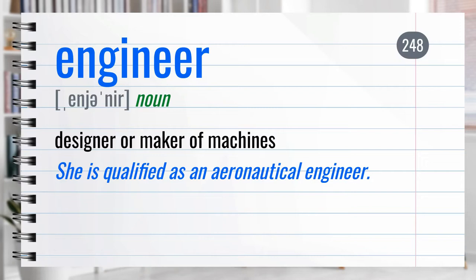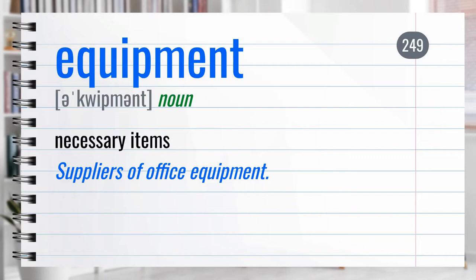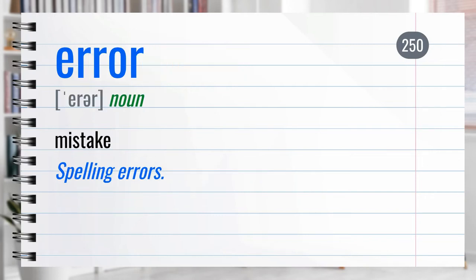Engineer. Engineer means designer or maker of machines. For example, she is qualified as an aeronautical engineer. Equipment. Equipment means necessary items. For example, suppliers of office equipment. Error. Error means mistake. For example, spelling errors.